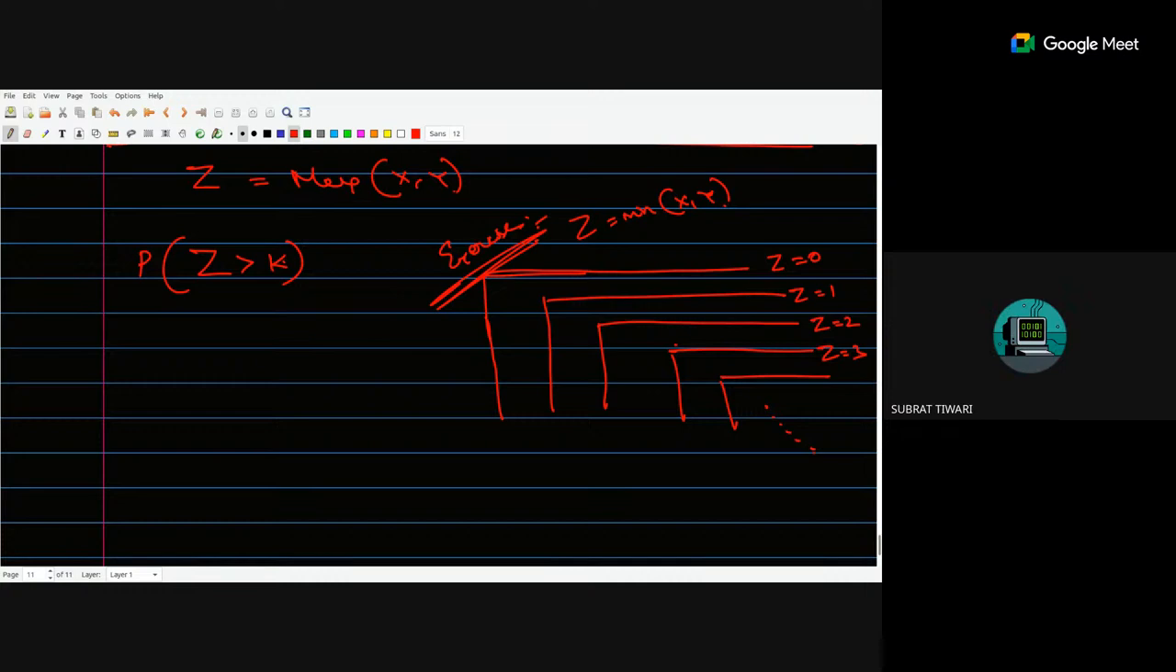Sir, can you give a brief on how to do the sum, or should I also do the lecture? Sum is again a function, right? What does the function sum do? It takes x and y into the function, and what it does is it adds the values, it makes it x plus y.